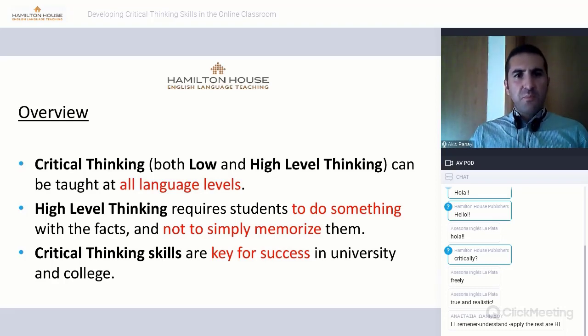Critical thinking, both low and high level thinking, can be taught at all language levels. You can teach high level thinking to low language levels and low level thinking to high language levels. High level thinking requires students to do something with the facts, not to simply memorize them. And critical thinking skills are key for success in university and college, as we've already mentioned.